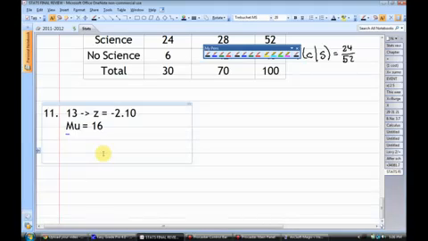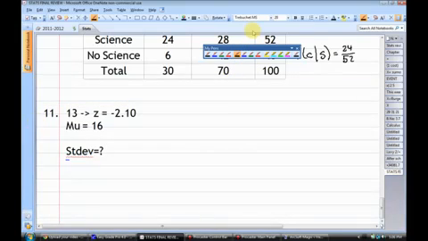So we're supposed to find what the standard deviation is. You just have to move around the z-score formula to find that. Right. So we just have to use that z-score formula. So z equals x minus mu over the standard deviation. The standard deviation equals x minus mu over z. 1.4.